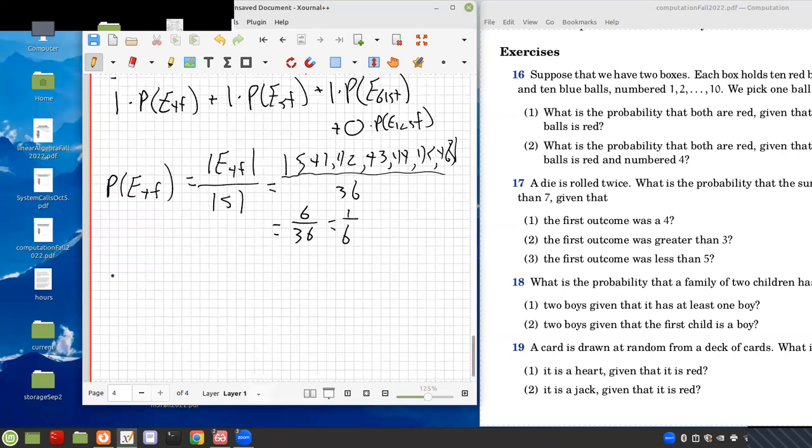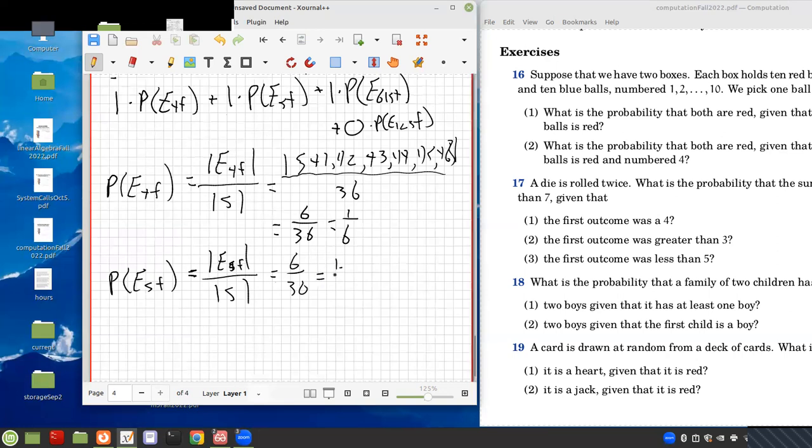And then the probability that E5 first equals the number where there's a 5 first over the sample space size, but this is going to be the same number, because you just have 5s in the first one, but you're still going to have any one of 6 in the second. So it's 6 over 36 equals 1/6, and the probability of E6 first equals 6 over 36, which equals 1/6.